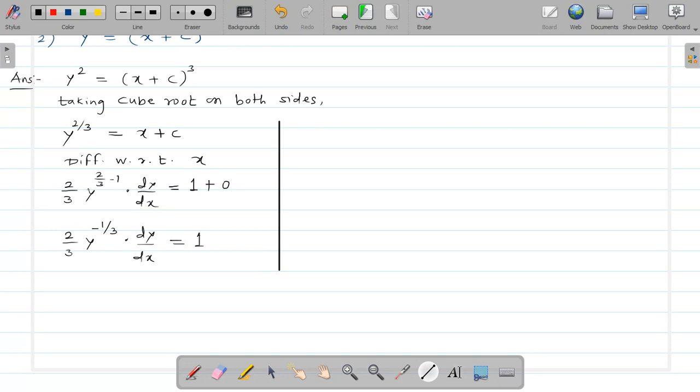So you can write it as 2 by 3 into 1 upon cube root of y into dy by dx is equal to 1. Or you can rewrite this as dy by dx is equal to 3 into cube root of y upon 2. So this is the differential equation.